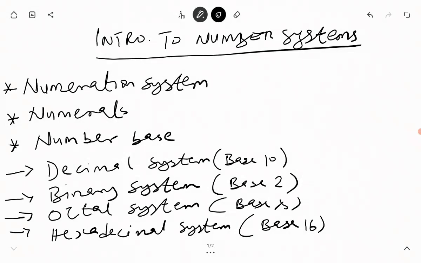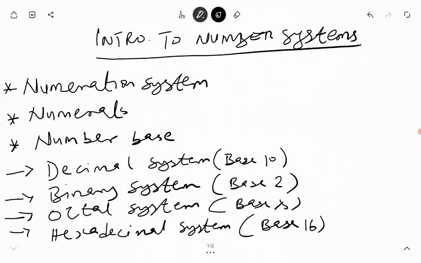Today we're going to be looking at introduction to number systems. Our expectation is that by the end of this class you will be able to understand the various number systems that we have, and secondly you should be able to perform a basic expansion of our regular decimal numbers, which are numbers that are in base 10.